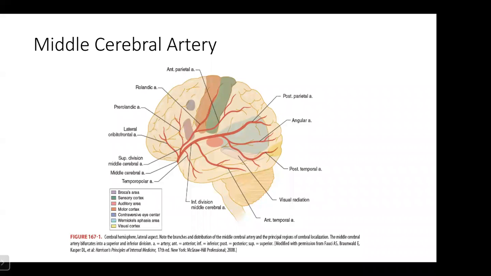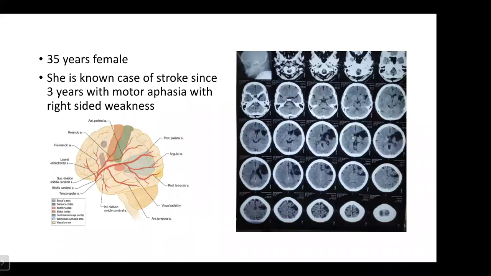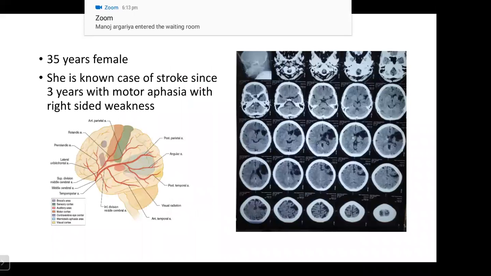Whereas if the superior division of the middle cerebral artery is involved, it will lead to motor aphasia. Similarly, if the middle cerebral artery is involved, if there is any pathology, it will lead to global aphasia. Similarly, we will discuss a case.